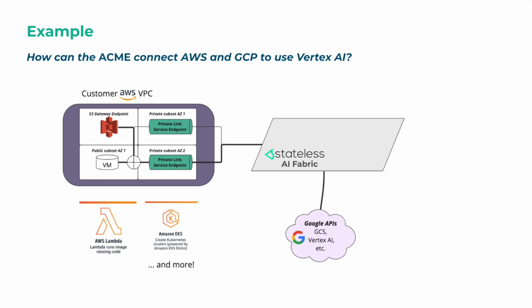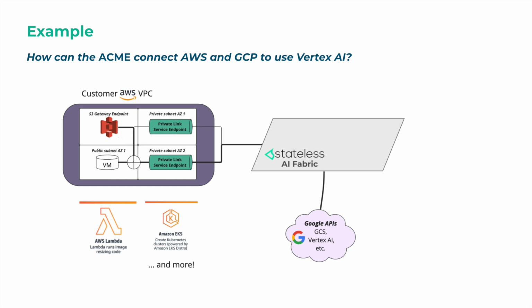Acme Corporation is built primarily on AWS. They use AWS storage solutions like S3, as well as run their production application infrastructure on AWS. Recently, they've decided to launch a new conversational AI feature. They've also determined that Google's Vertex AI is the best tool for the job. That leaves them with the question of how do we connect our AWS VPC to Google APIs so that we can use Vertex AI. Using Stateless AI Fabric, they could create a setup as shown in the diagram.